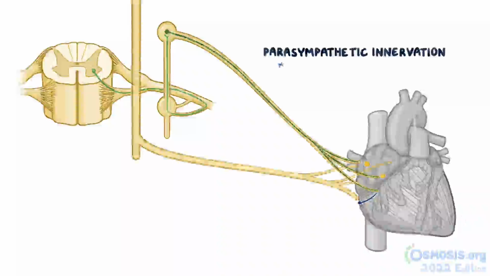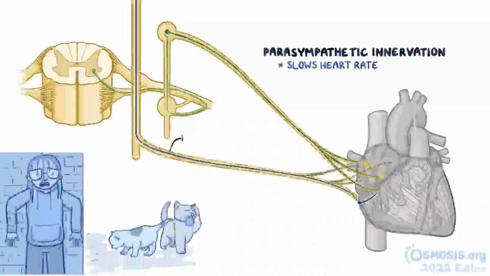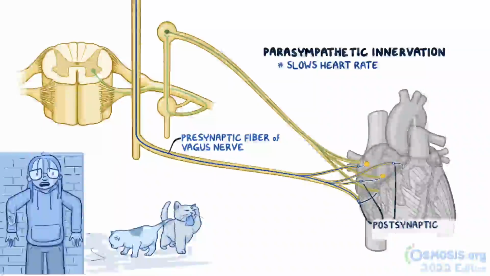Parasympathetic innervation, which slows the heart rate and kicks in after you've escaped all those kittens, derives from presynaptic fibers of the vagus nerves. Postsynaptic parasympathetic cell bodies are located in the atrial wall and the interatrial septum near the SA and AV nodes and along the coronary arteries.